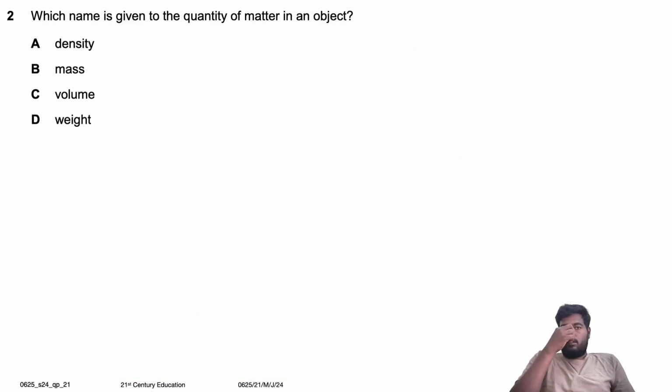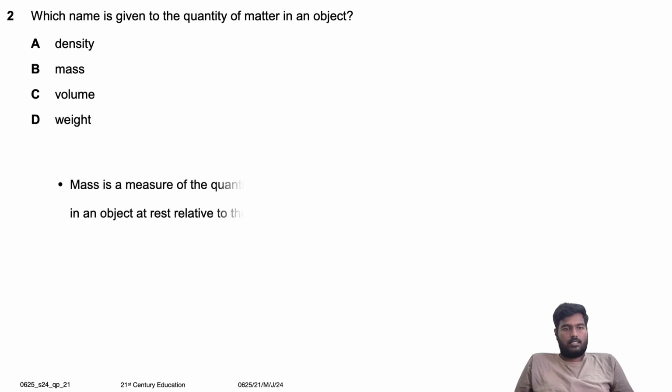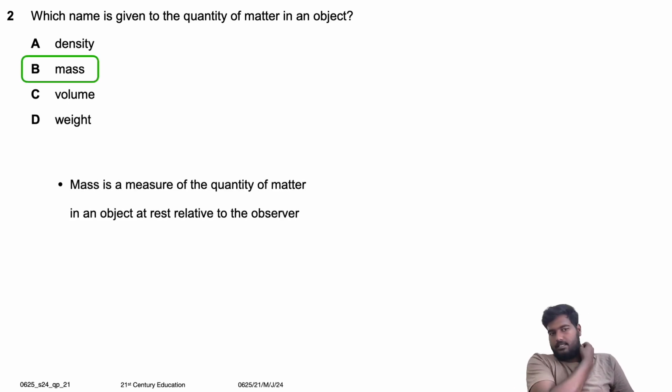Which name is given to the quantity of matter in an object? Mass. Mass is a measure of quantity of matter. It's in the syllabus, yes.